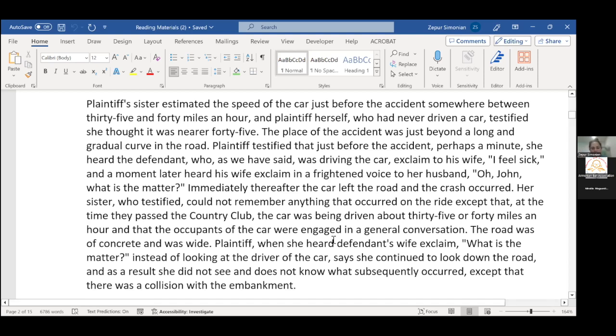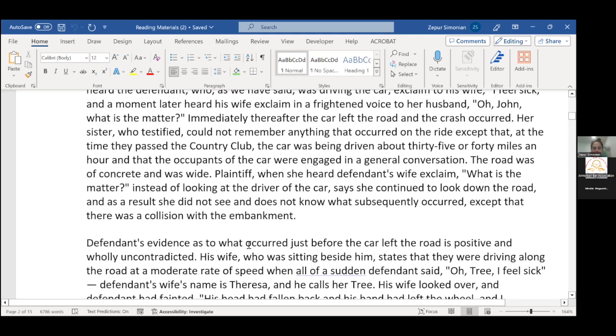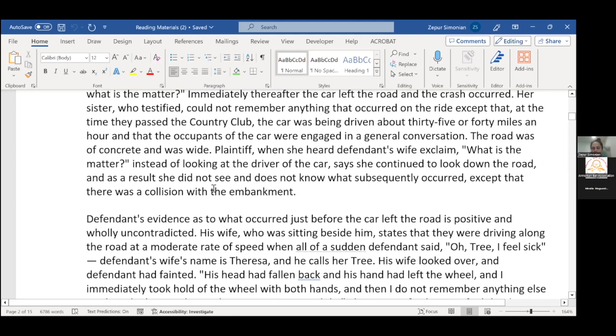And then all of a sudden, she heard defendant's wife exclaim, "What is the matter?" And instead of looking at the driver of the car, she says she continued to look down the road and as a result did not see and does not know what subsequently occurred, except that there was a car crash. Now, defendant's evidence as to what occurred just before the car left the road is positive and wholly uncontradicted, meaning they're all on the same page, they're all saying the same thing. So within speed limit, wide, safe road, safe driving, everything is there.